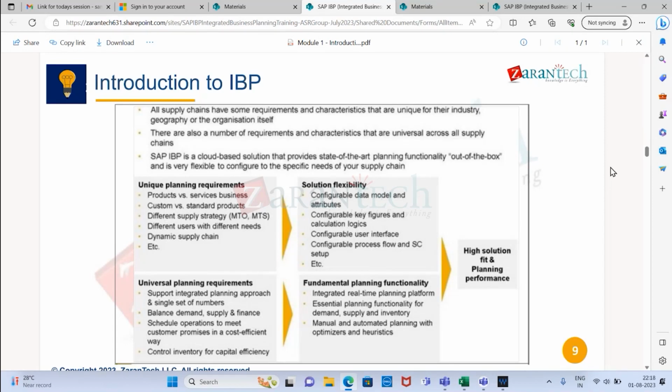Similarly, in some other month, instead of an average of 10,000 pounds, if we sold, let's say, 20,000 pounds, that is also called an outlier. So what the system will do is exclude these outliers, and then create the future forecast, or the statistical forecast, based on the standard forecast, and that would be fairly more accurate than considering the outliers. So this is the kind of solution flexibility which is offered in the IBP process.